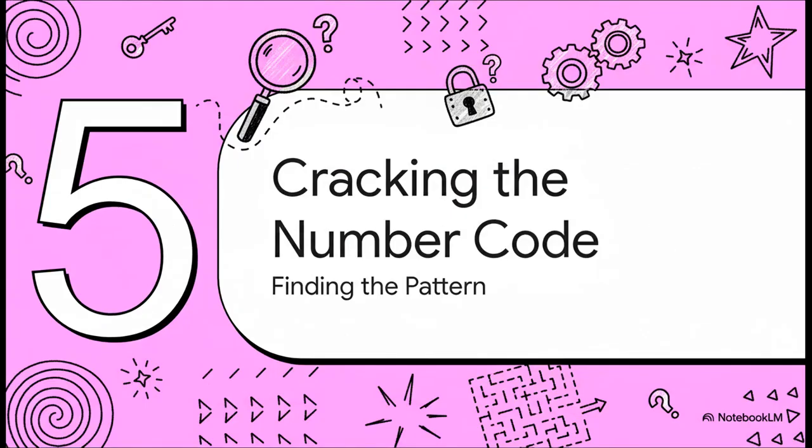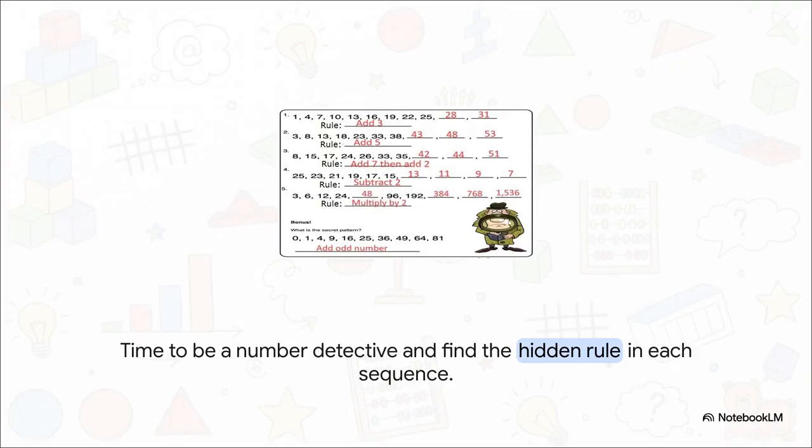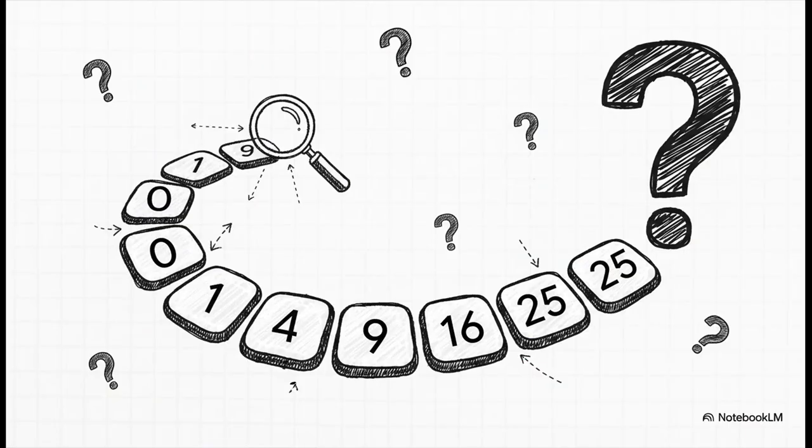All right, for our final section, we get to apply all this logical thinking we've been doing and become number detectives. It's time to crack some secret codes. The challenge is pretty straightforward. You look at a sequence of numbers and you have to figure out the hidden rule that generates the next number in the pattern. Okay, check out this fantastic bonus round from the worksheet. The pattern goes 0, 1, 4, 9, 16, 25. So what comes next? And more importantly, what's the rule here? Take a second and see if you can figure it out.